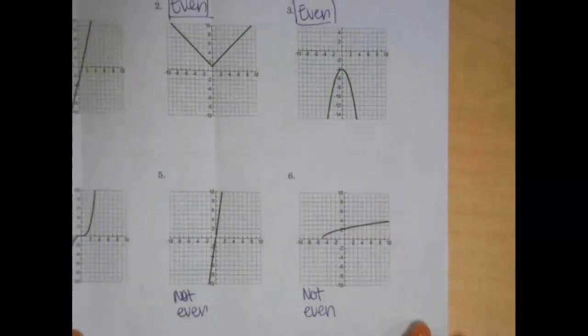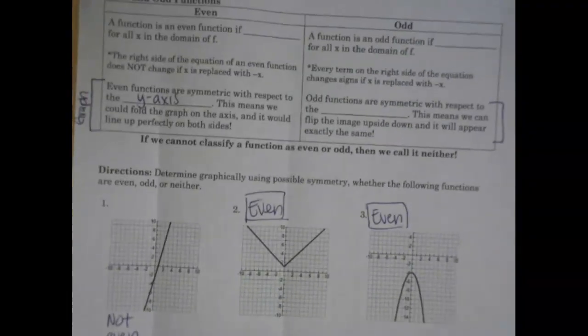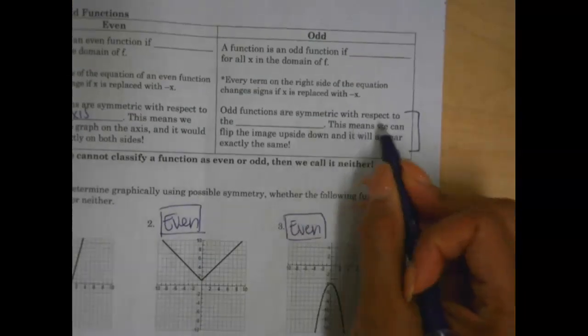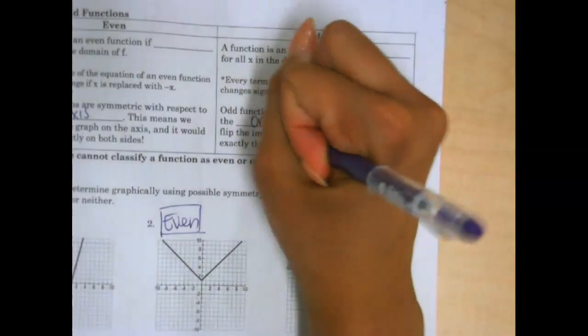Okay, that's all right. There's another option in case it's not even. Hopefully it will be odd. So before I move on to odd, are there any questions about even as far as folding it along that line of symmetry? Okay, cool. The next one is odd functions. Odd functions are symmetric with respect to the origin.